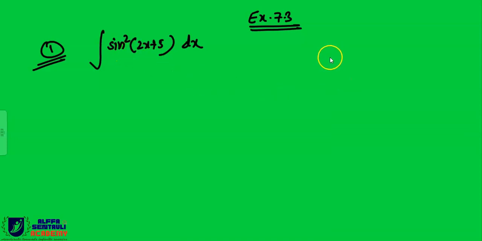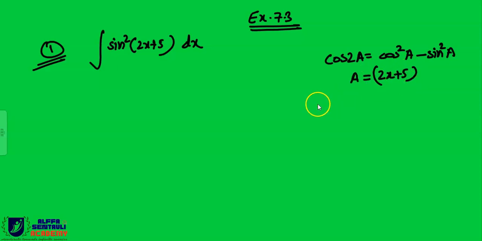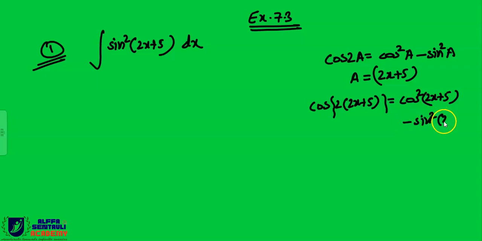Actually, we know this formula, beta. Cos 2a is nothing but cos square a minus sin square a. This is a general formula. Correct, beta? So now what do you want? In place of angle a, you want 2x plus 5. So replace this angle a with 2x plus 5. So this will become cos 2 times 2x plus 5 in the angle, and this will become cos square 2x plus 5 minus sin square 2x plus 5. Correct?